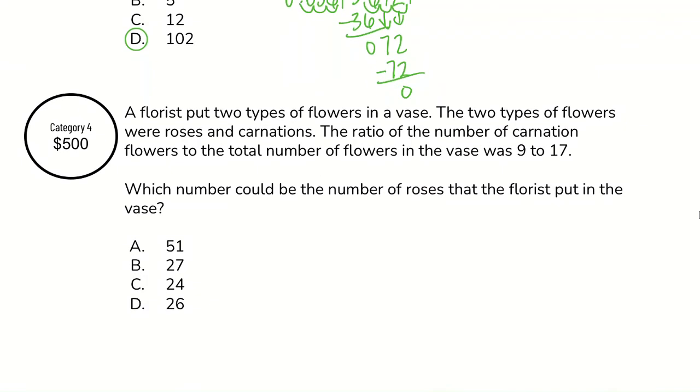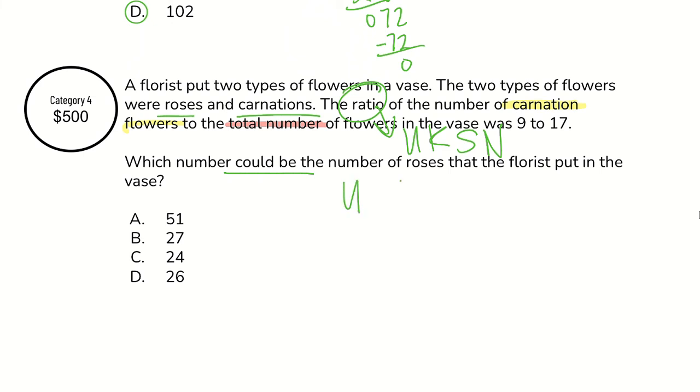Okay, a florist put 2 types of flowers in a vase. The 2 types of flowers were roses and carnations. The ratio, keyword, of the number of carnation flowers, so we're talking about carnation flowers first, to the total number of flowers was 9 to 17. Which of these could be the number of roses that the florist put in the vase?